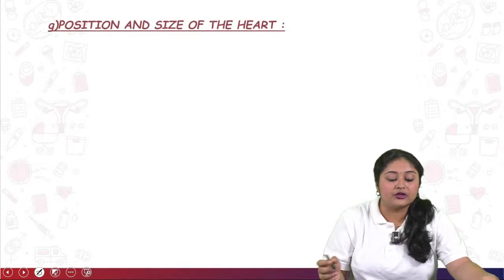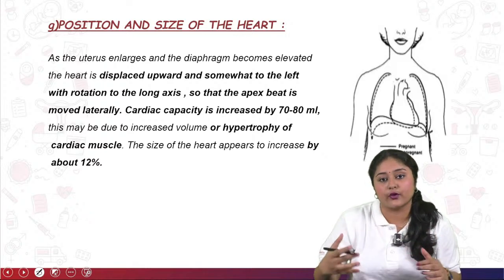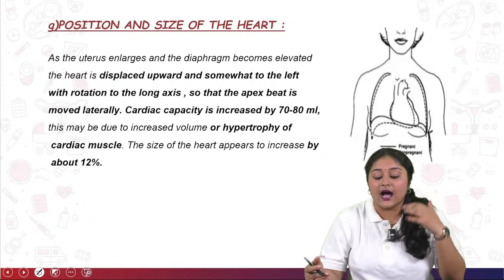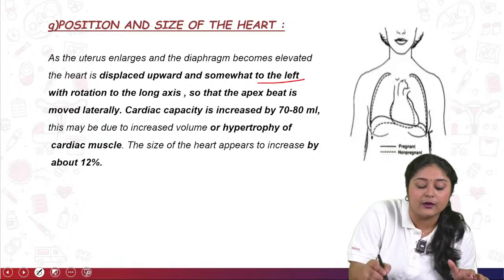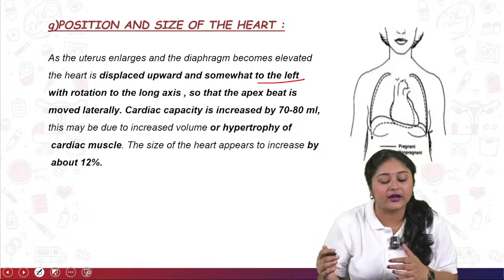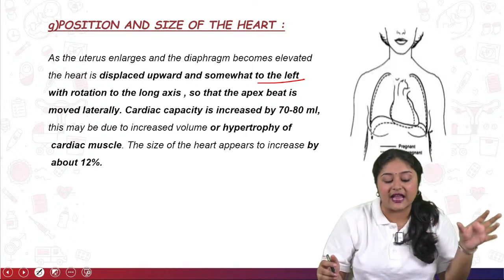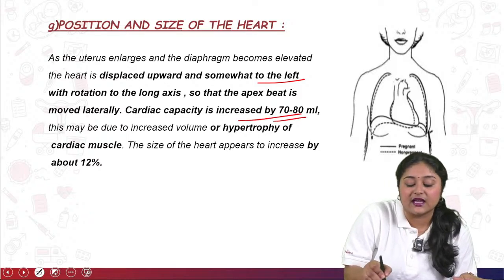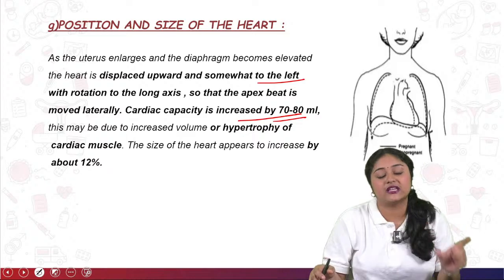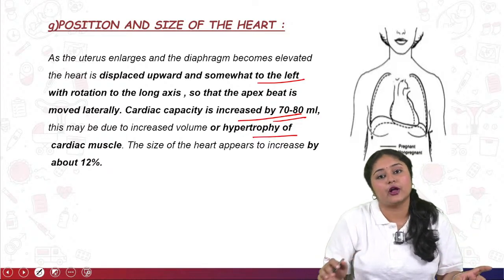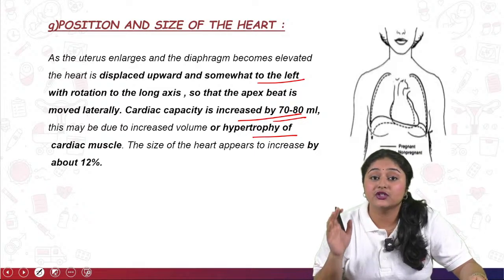Now come to the position and size of the heart. When the uterus enlarges, the heart and lungs are displaced upward and somewhat to the left, with rotation of the long axis. The apex of the heartbeat moves laterally, and the cardiac capacity is increased by 70 to 80 milliliters, which may be due to increased volume and hypertrophy of the cardiac muscles. The size of the heart increases by about 12%.